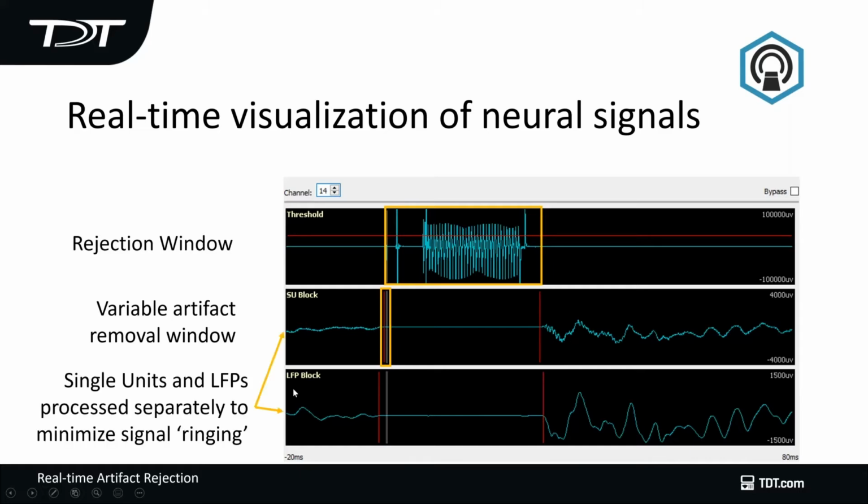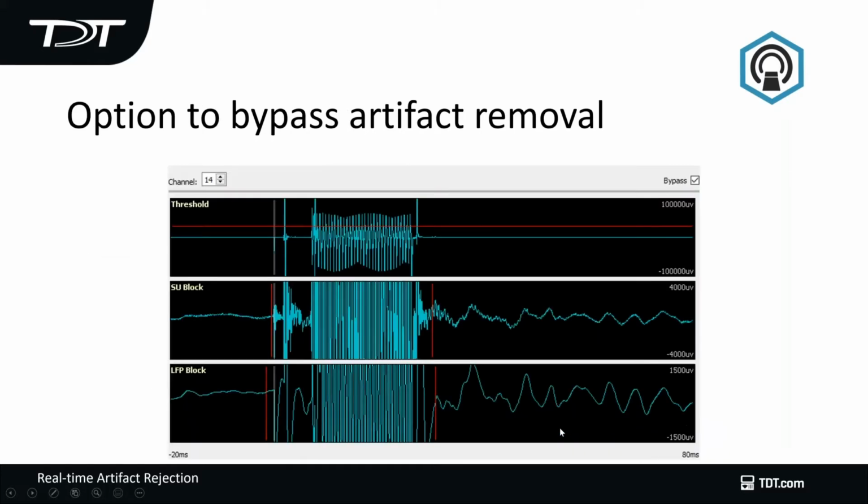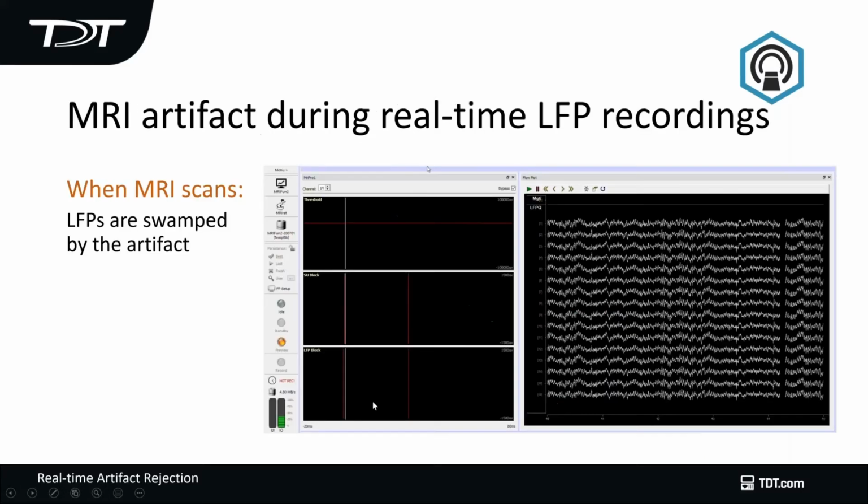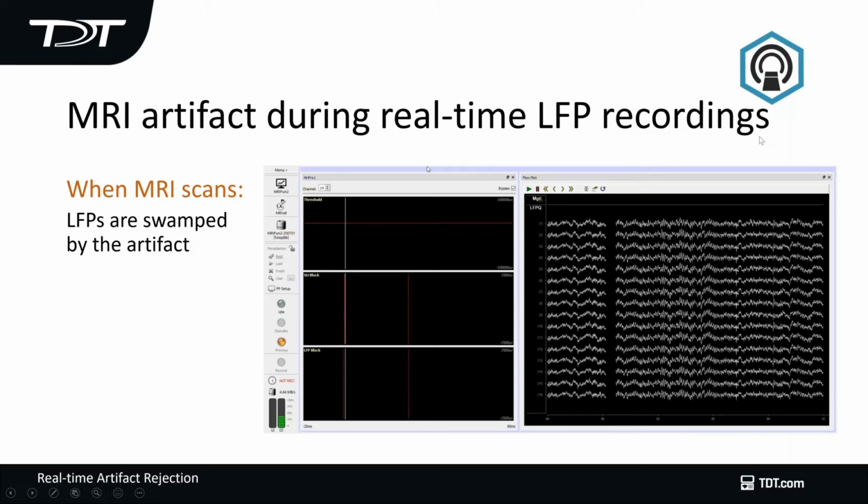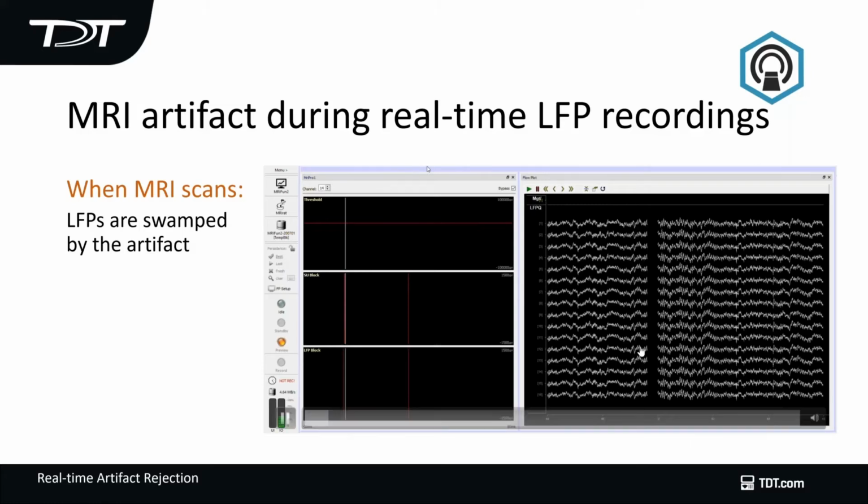We also process the single units and the local field potentials separately so that it minimizes what we call a ringing artifact from the filtering of your local field potentials. You can, of course, also bypass that signal, and that allows you to look at both the scanner artifact and also your signal. So here's an example of what happens when you try to record during your setup.